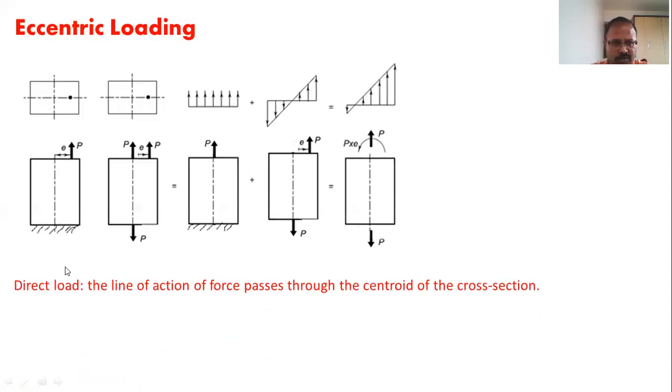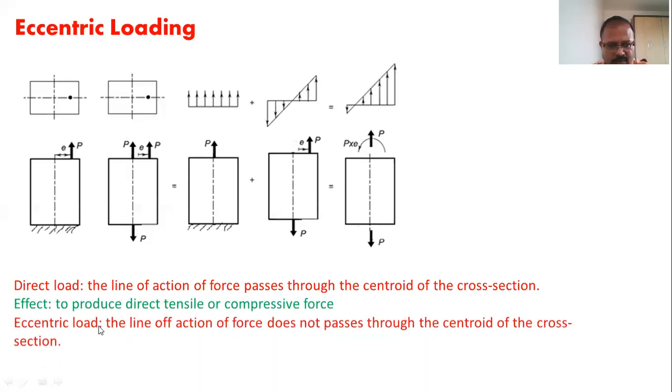So what is direct load? The line of action of the force passes through the center of the cross section, and its effect is to produce direct tensile or compressive stresses. What is eccentric loading? If the line of action is shifted from the geometrical axis, the centroidal axis, then it is called eccentric load. And what is the effect of eccentric load? To produce direct as well as bending stresses.